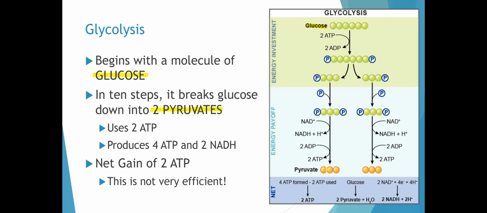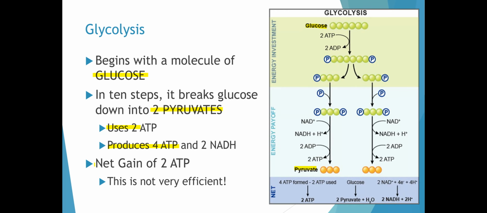And so here we see 1, 2, 3 carbons, 1, 2, 3 carbons. So essentially what we're doing is we are splitting a 6-carbon sugar into 2 3-carbon compounds. Okay, so glucose becomes pyruvates. Now, in that process, we use 2 ATP. This is what we call the energy investment phase, but we produce 4.